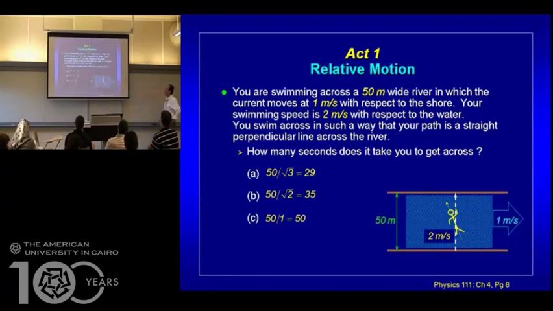Your swimming speed is 2 meters per second with respect to the water, as measured by someone moving with the water. Assume that there is someone on a boat in the water. He will be moving in that direction just with the water, and he sees you moving with a speed equal to 2 meters per second. You swim across in such a way that your path is a straight perpendicular line across the river. How many seconds does it take you to get across?